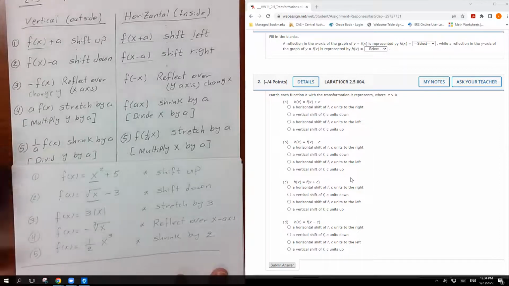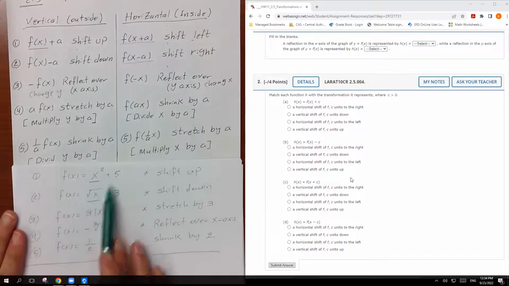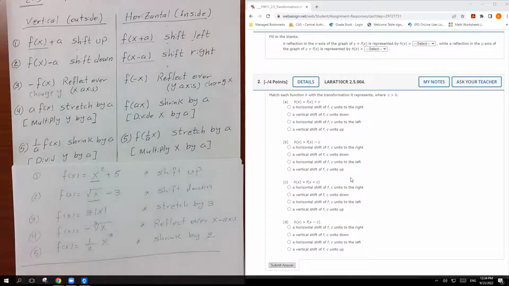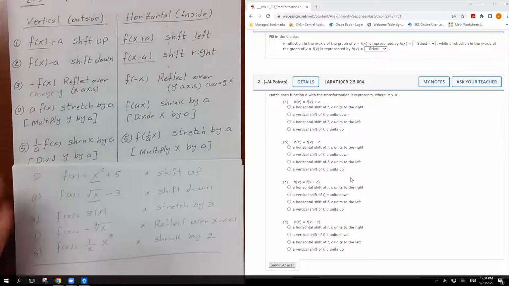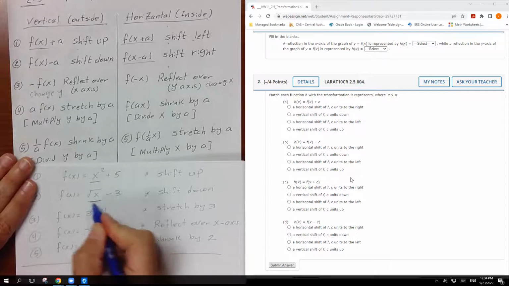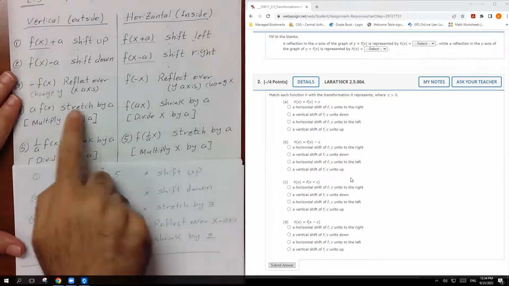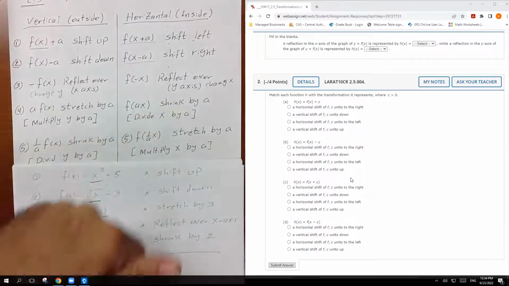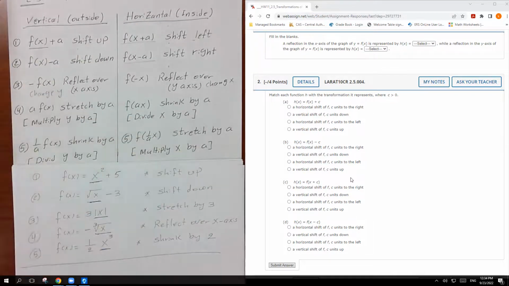That's it. These are just examples of how you figure out which type of technique it is if the number or the sign is outside the basic function. Here is the basic function, this is the basic function, this is the basic function. So the technique is outside. So it's going to be a vertical technique: shift up, down, reflect over x-axis, stretch by a, which is a vertical stretch. You're going to stretch the function vertically. Shrink, you're going to shrink the function vertically. We're going to do an example.